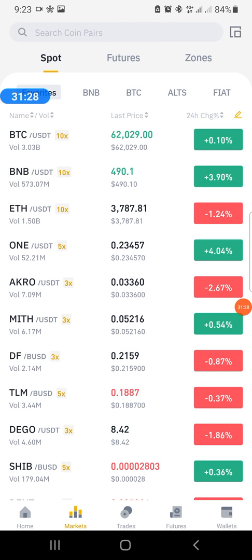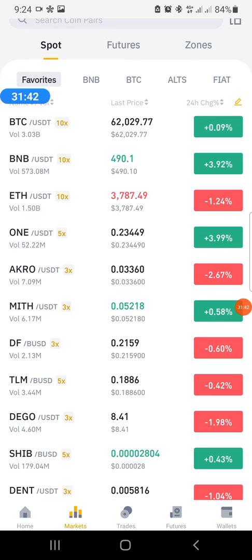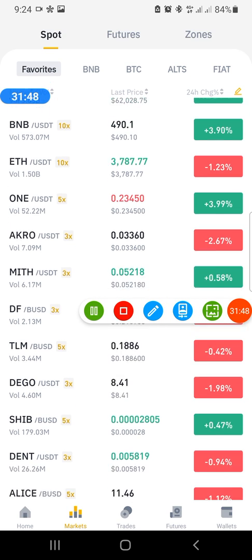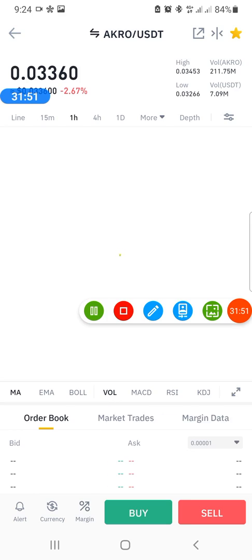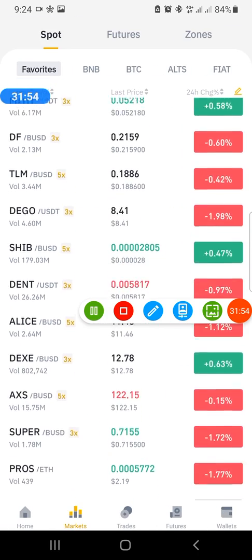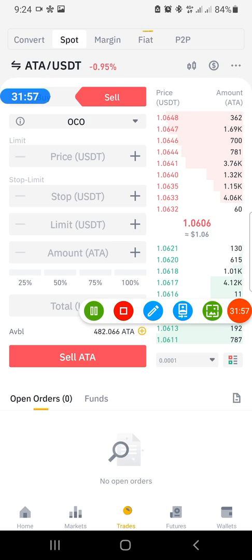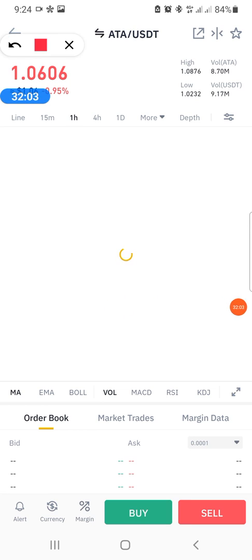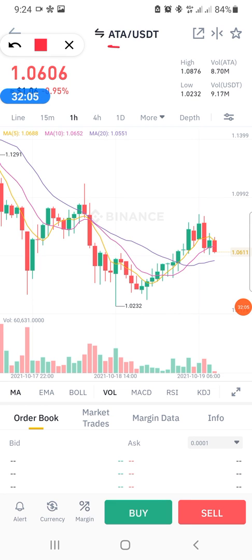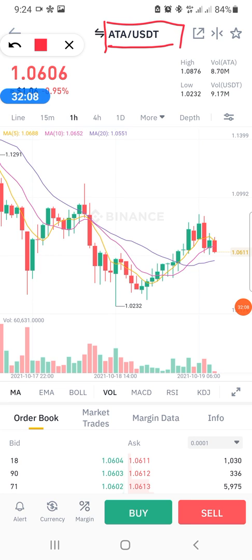Okay. In trading cryptocurrencies, currencies are traded in pairs. For example, let me use this particular currency as an example. Okay, let me look for another. Okay, let's use this currency for an example. Currencies are traded in pairs. This is what we mean by pair.